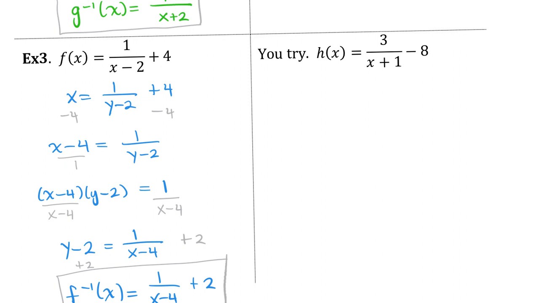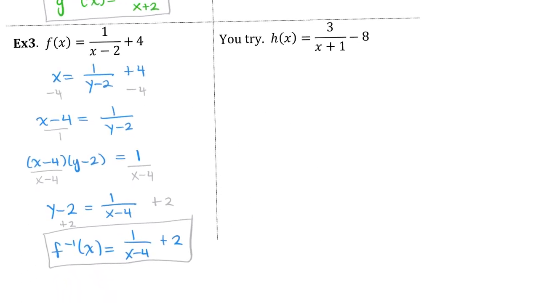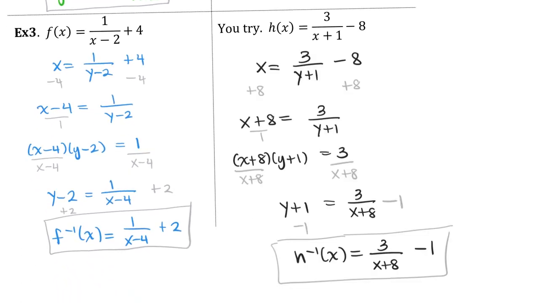Okay, go ahead and try the last one on your own and then unpause when you're ready to check your answer. Okay, let's check our answers. For h inverse of x, I got 3 over x plus 8 minus 1.